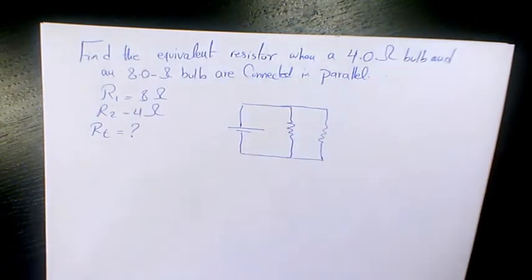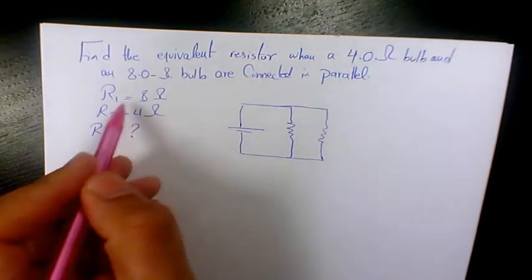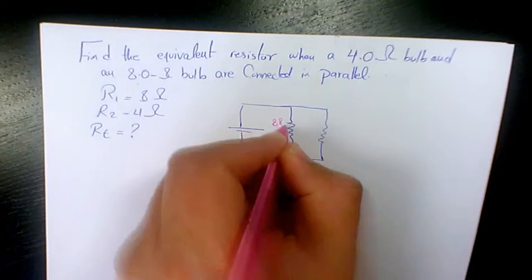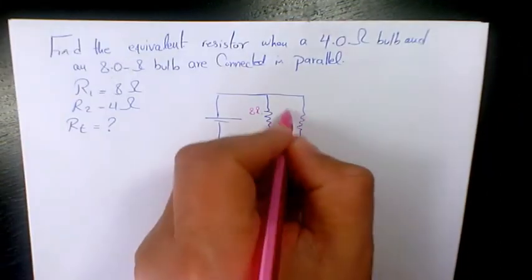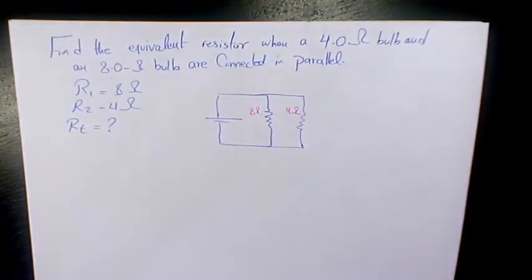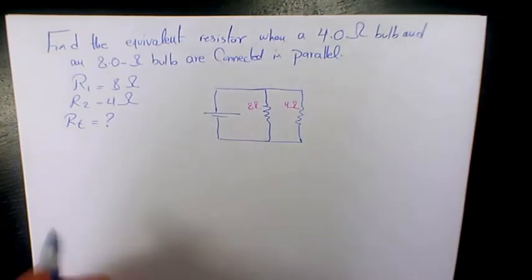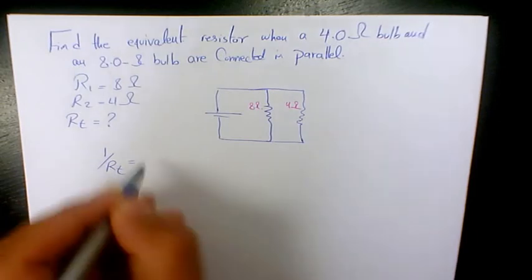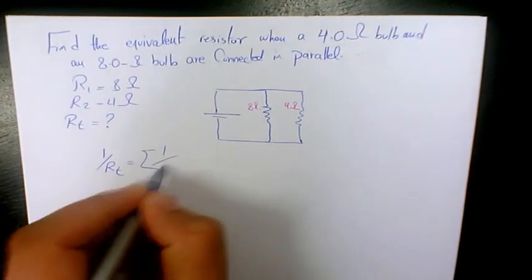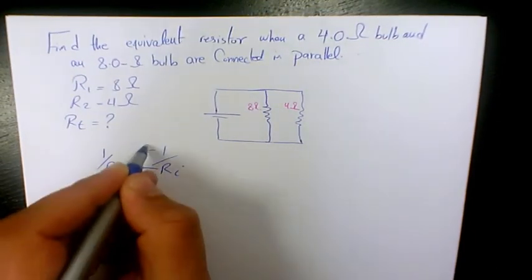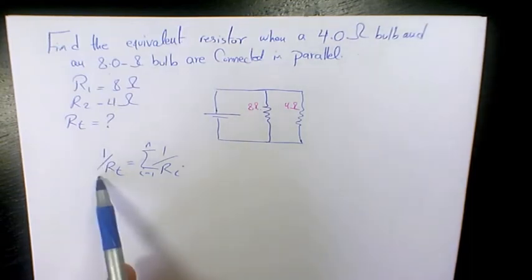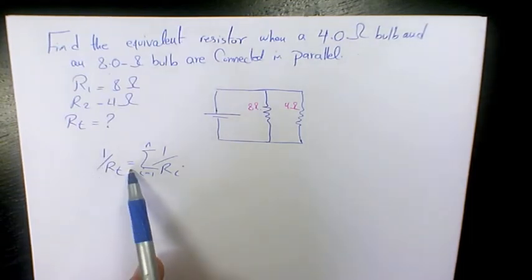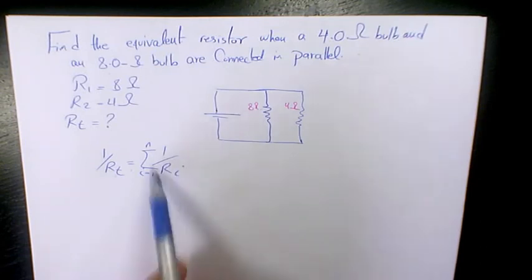When we are talking about a parallel circuit, we are talking about something like this, with two resistors. It's going to be something like this, and the first one is 8 ohm and the second one is 4 ohm. How to find the equivalent resistor in parallel circuits? It's going to be using this formula. One over equivalent resistor equals the summation of the inverse of all resistors.